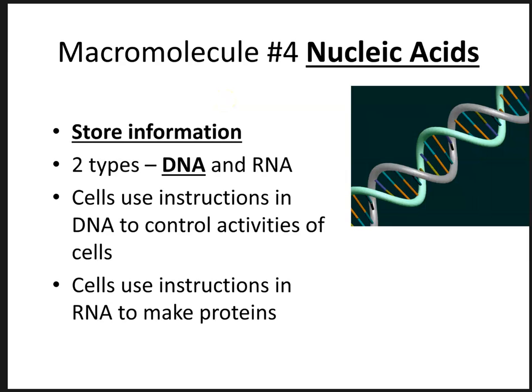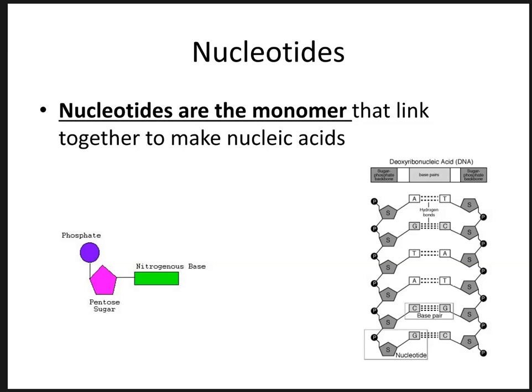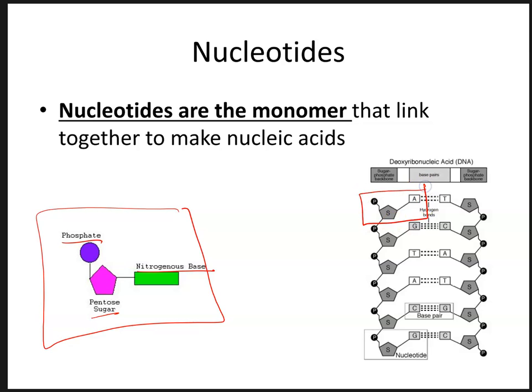The monomer of a nucleic acid is a nucleotide. This is what links together to make the larger polymer. If this is one nucleotide right here, we have a sugar, a phosphate, and a nitrogenous base. And you can see there's one nucleotide and another, and they're all linked together in this particular way on each side of the molecule to make that polymer, right? A polymer means many monomers linked together. So those are the 4 macromolecules that you will be responsible for knowing.